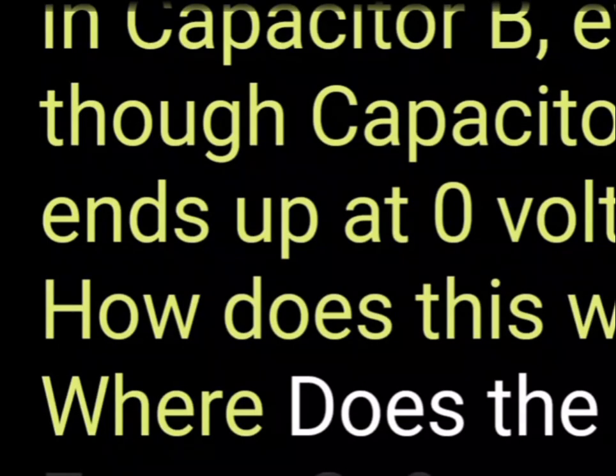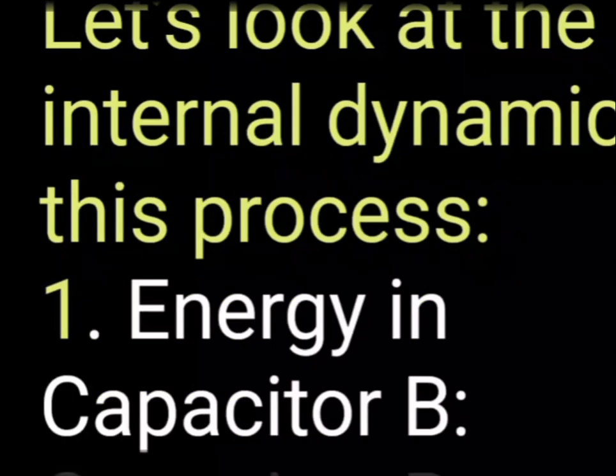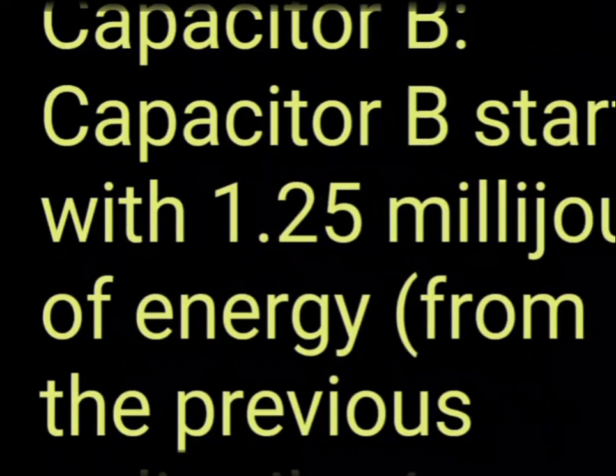Let's look at the internal dynamics of this process. 1. Energy in capacitor B. Capacitor B starts with 1.25 millijoules of energy from the previous redistribution step. As it discharges into capacitor A, this energy is fully transferred into the circuit.